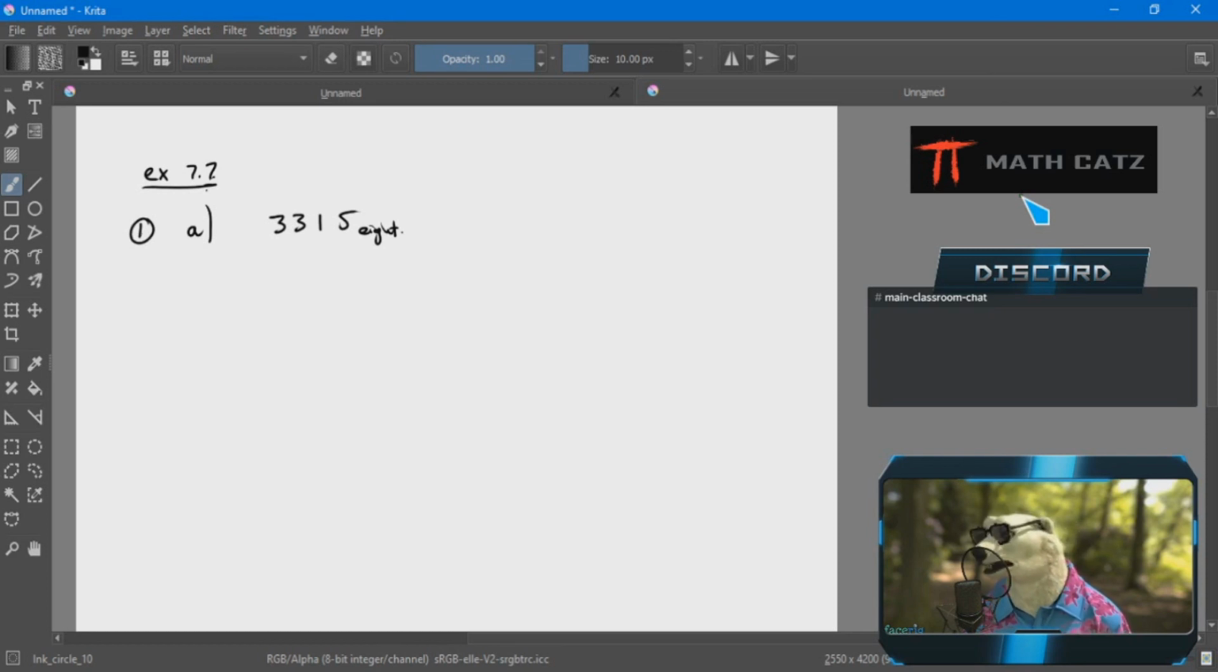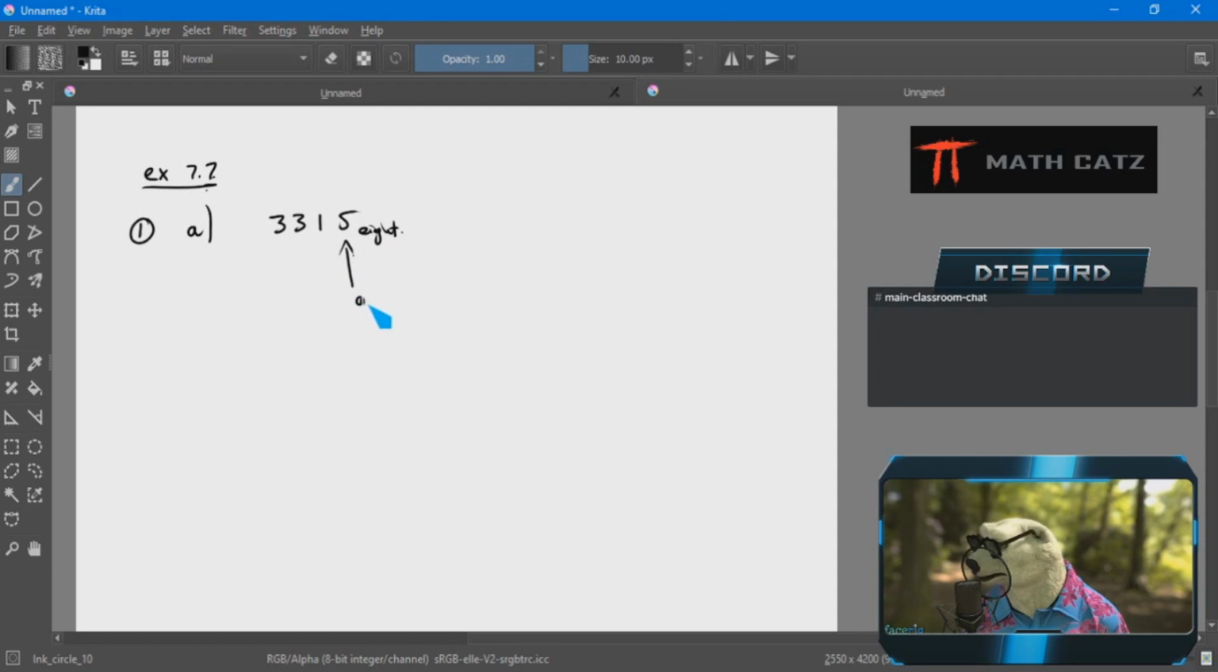And if nothing is written, then it's a decimal number. If it's anything else, there needs to be a subscript. So I am not reading this as 3,315 because that is not what is happening here. I need to figure out what is the decimal number. So I'll put little arrows here because it's our first other base number.